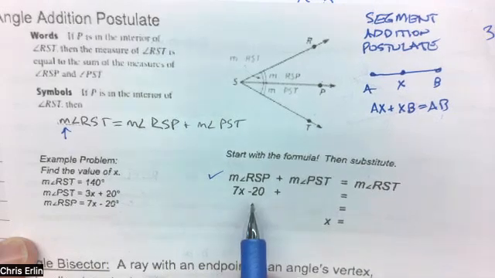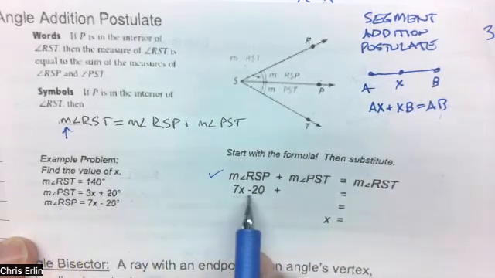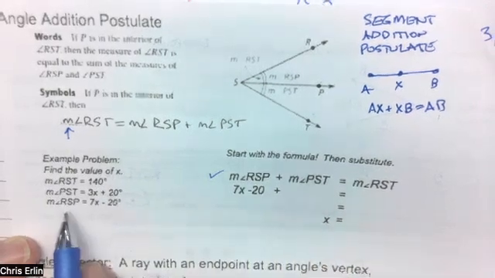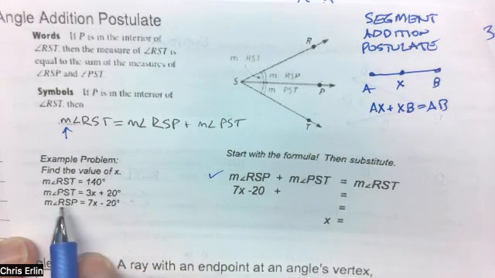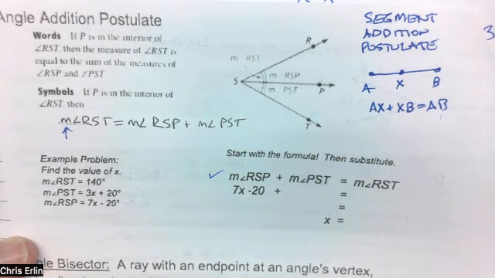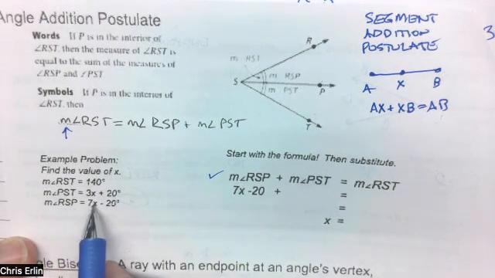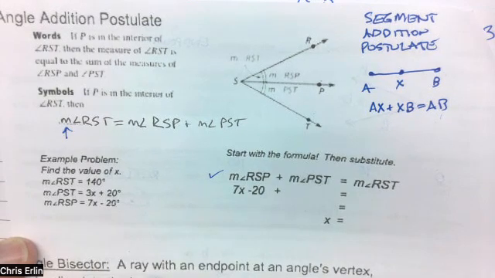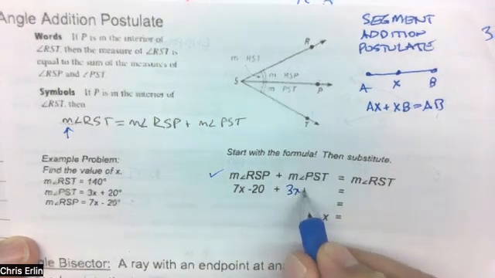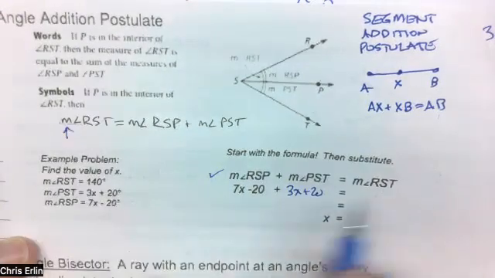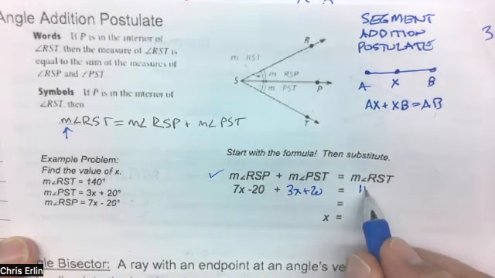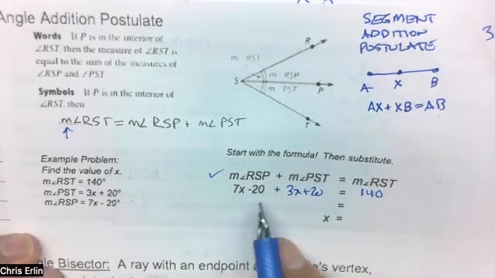Now I can substitute. Instead of RSP, I can replace it with 7x minus 20. What can I replace PST with? This is RSP is 7x minus 20, but PST is different. What's PST's value? 3x plus 20. And together those equal RST. How big is RST? 140. Now I've got an algebra expression.